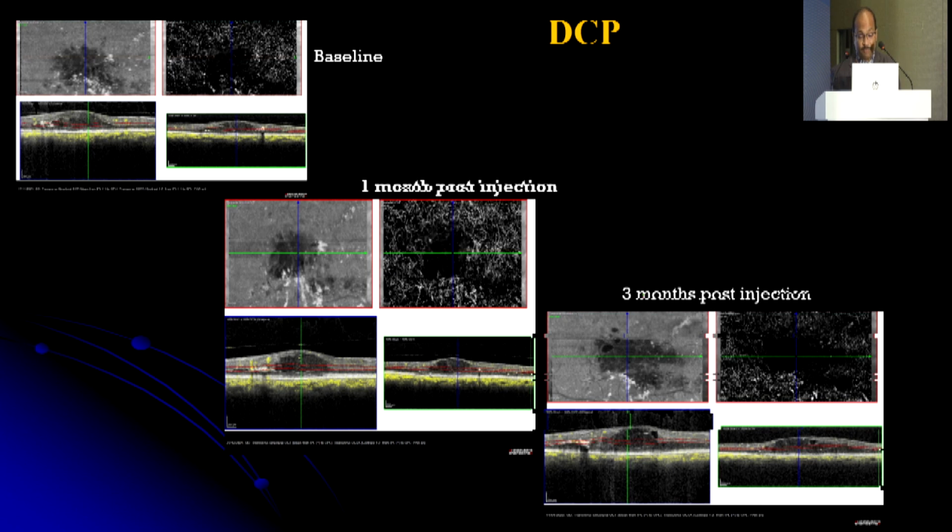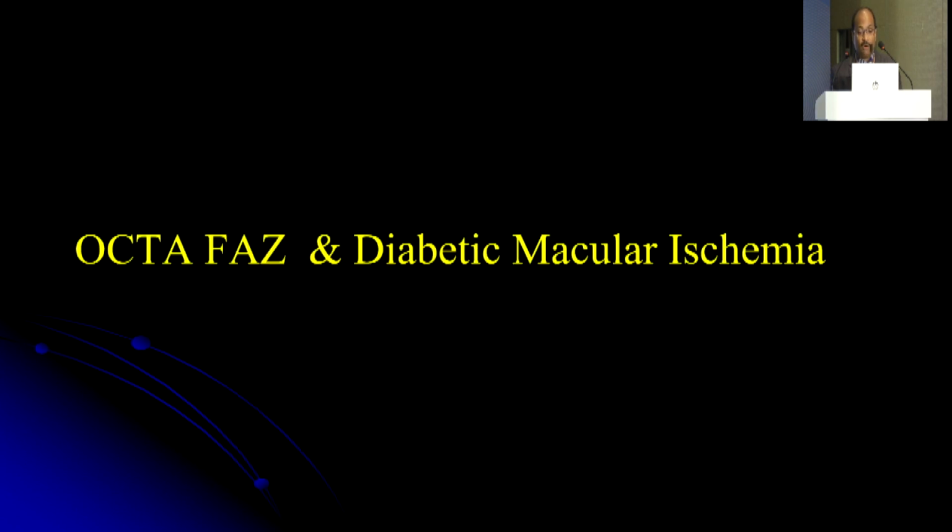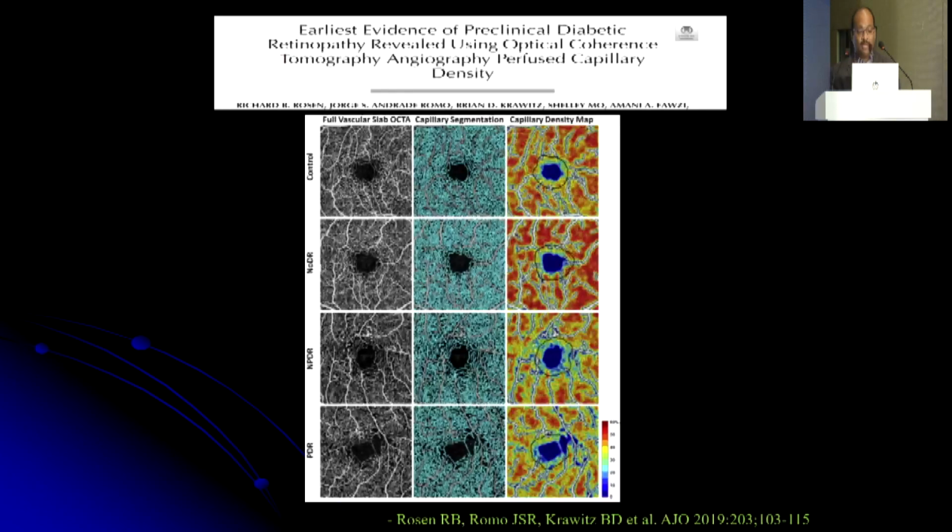Now, looking at OCTA-FAZ and diabetic macular ischemia, Rosen et al. showed this in this index which I was talking about, perfused capillary density.